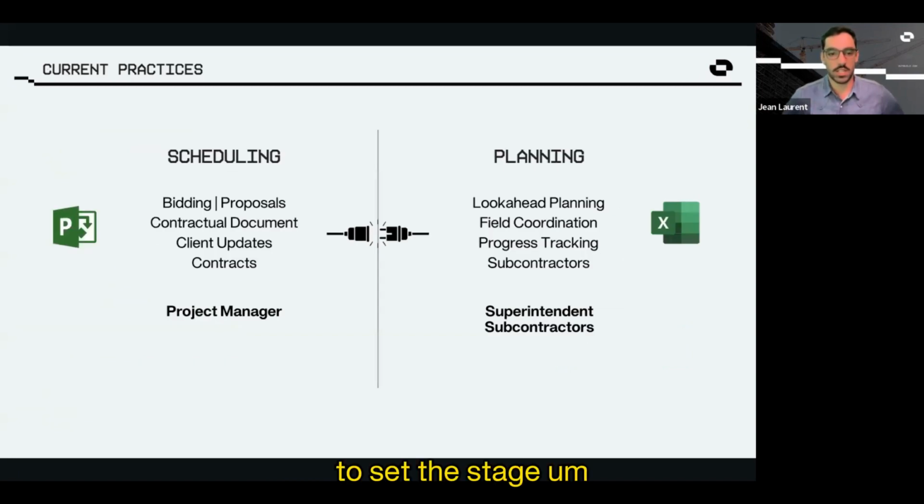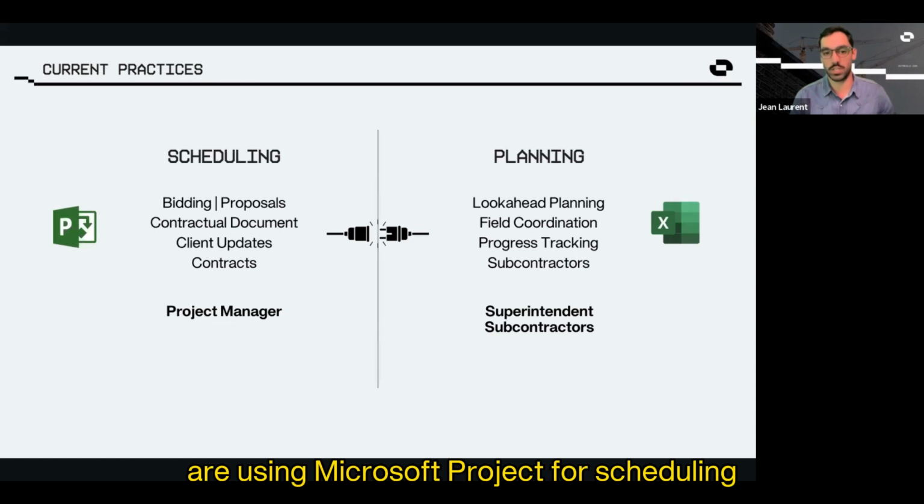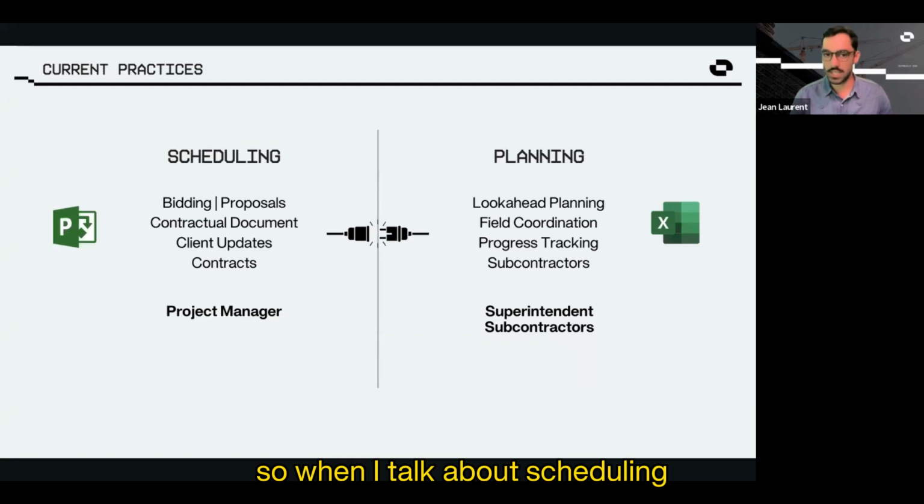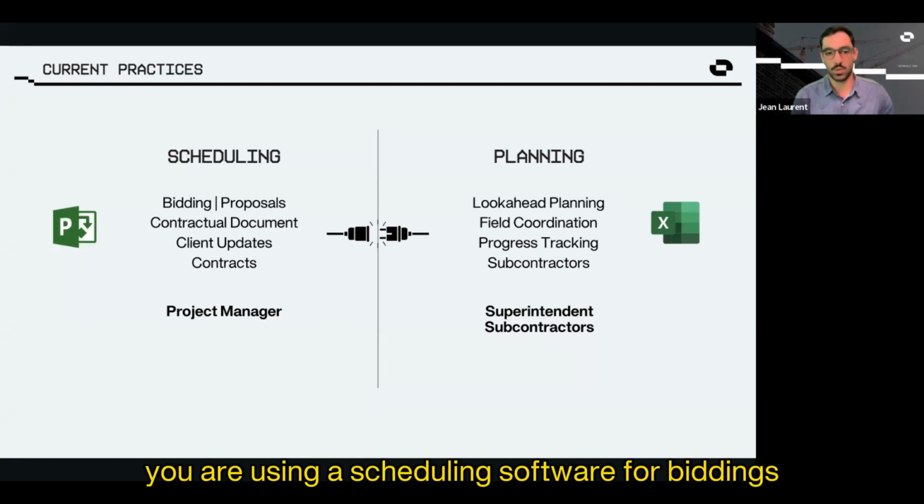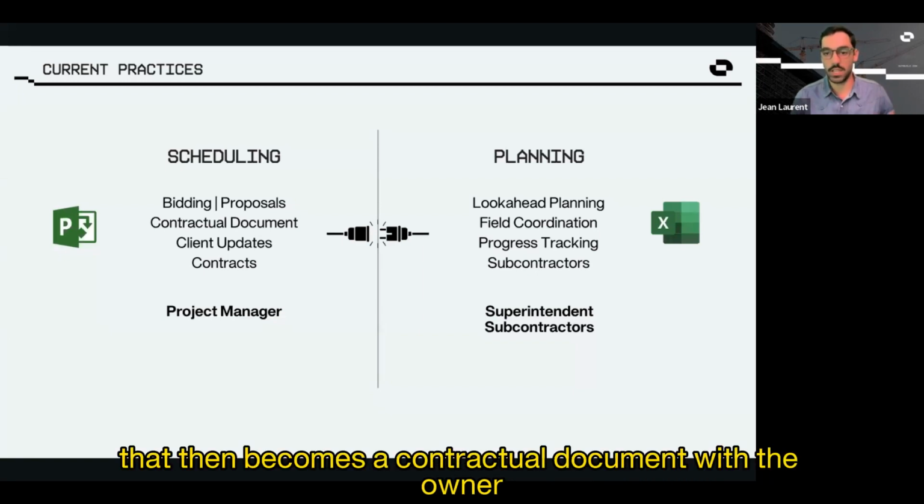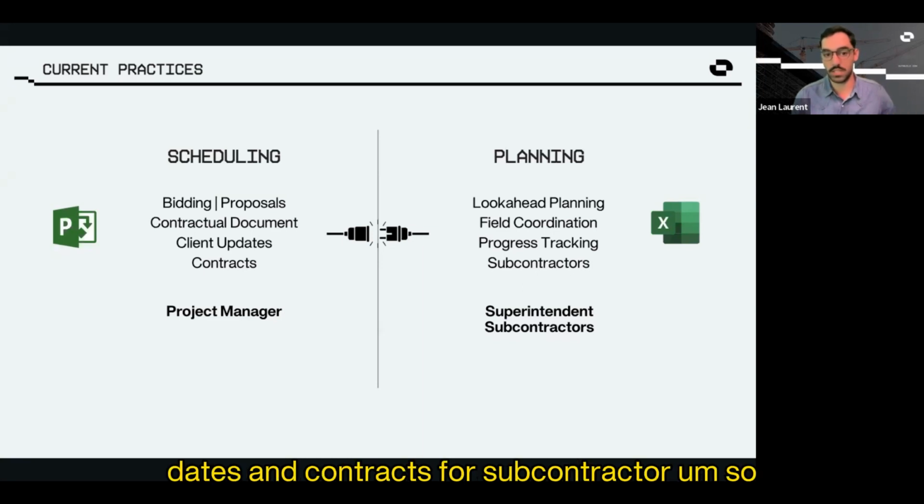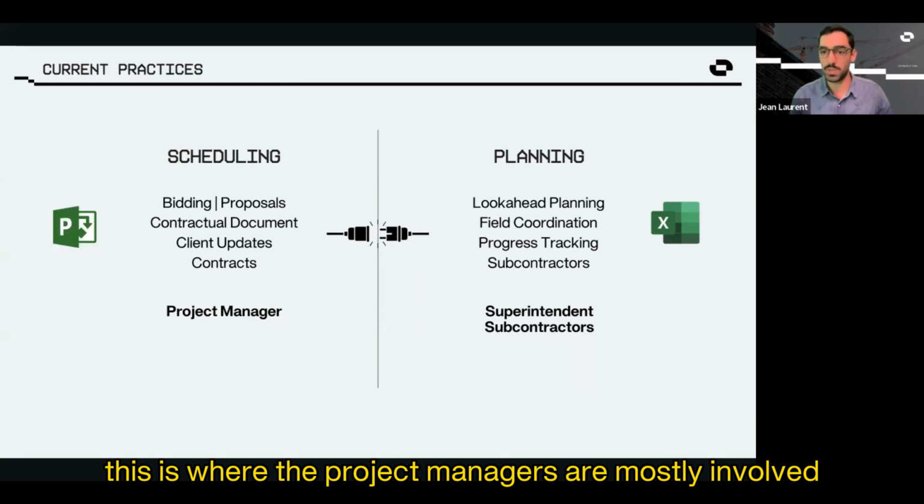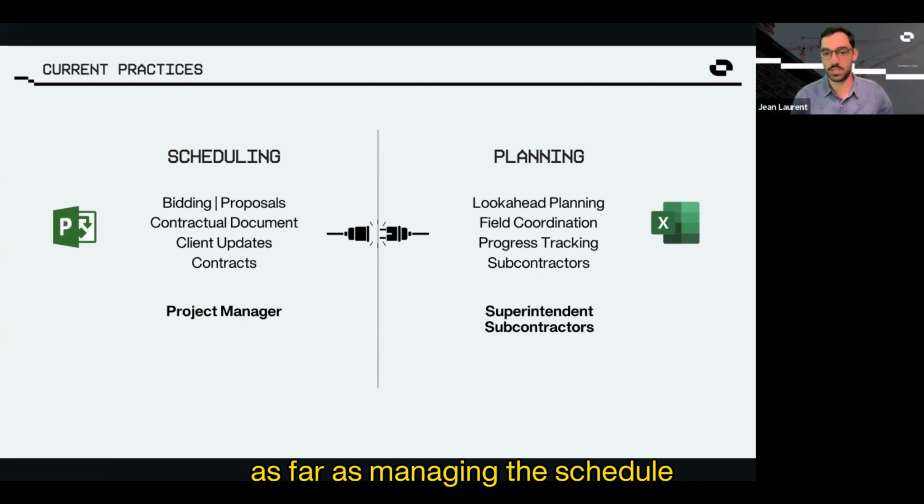To set the stage, in the construction industry, if you look at general contractors in the mid-market size, 65 to 70% of general contractors are using Microsoft Project for scheduling and Excel for Lookahead planning. When I talk about scheduling, what I mean is you are using scheduling software for bidding, for proposals, that then becomes a contractual document with the owner that you also leverage to do client updates and contracts with subcontractors. This is where the project managers are mostly involved as far as managing the schedule.